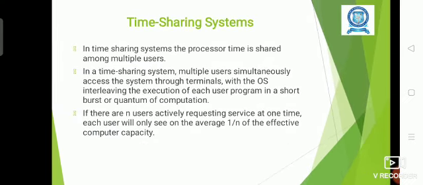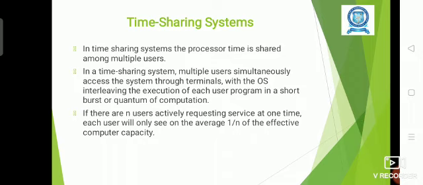The next type of operating system was time sharing systems. In time sharing systems, the processor's total time is shared among multiple users. Multiple users simultaneously access the system through terminals, with the operating system interleaving the execution of each program in a short burst or quantum of computation. Each user will be allocated a quantum of time, and the particular user can execute their work within the allotted time period only.